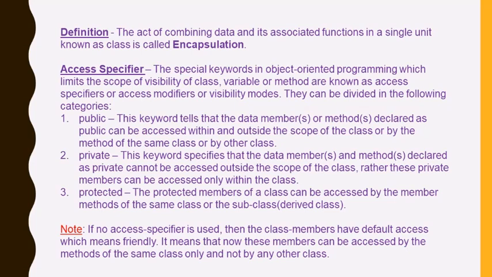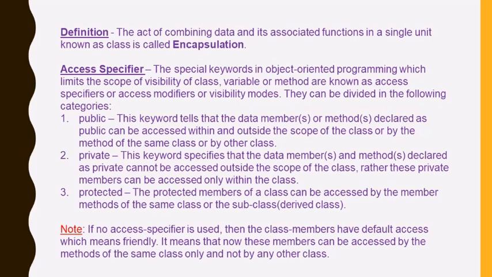The next heading which we have to discuss is access specifiers. The special keywords in object-oriented programming which limit the scope of visibility of a class, a variable or a method are known as access specifiers or access modifiers or visibility modes. They can be divided into public, private and protected.